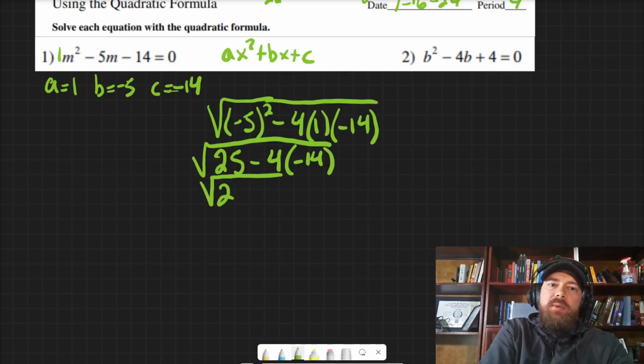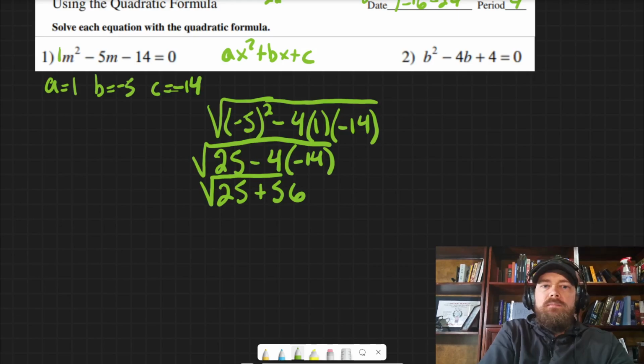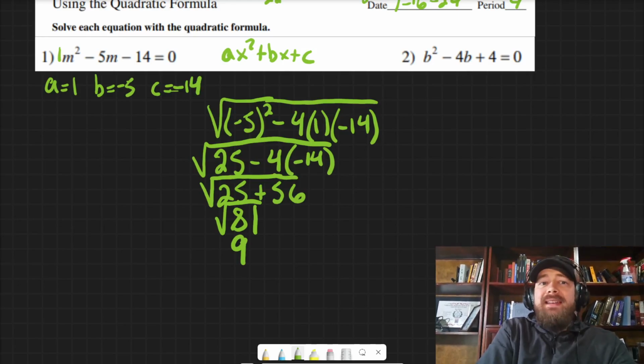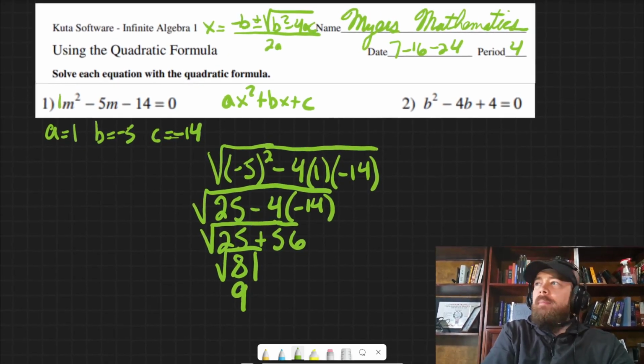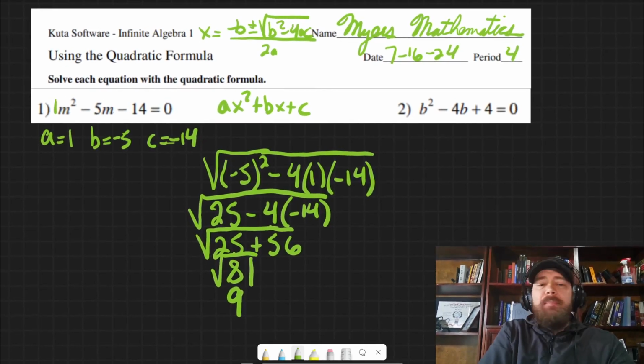So it's going to be 25 plus 56. What's that going to be? 2 plus 5 is 7. Plus 1 is 8. 5 and 6. There we go. And then the square root of 81 is actually 9. Oh, okay. So I'm going to scroll back up now. That entire part there turns out to be 9, that whole thing, including the square root.